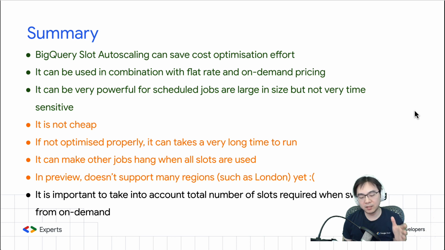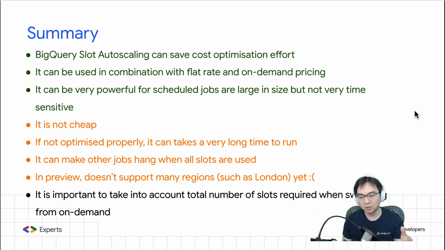It's important to take into account the total number of slots. As I mentioned, this 2,000 slots is per project required when switching from on demand. The reason this is very important is, let's say you have a large organization with quite a lot of teams all operating in their own GCP projects. That means your total number of slots could be 10,000, if you're on demand.